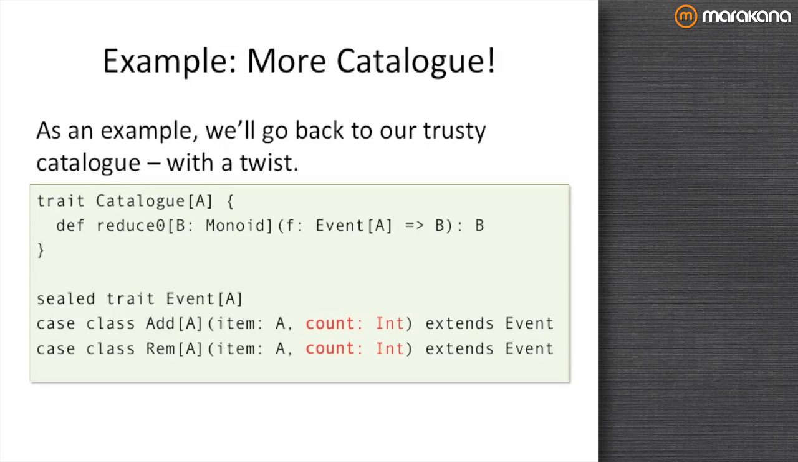So to give an example, we'll do a catalog again. We'll see how a vector space can possibly be used in a catalog, which seems a little crazy at first. But basically, we have our same old catalog. We have this reduction with a monoid, and we have our events, except we've added a new field to our events now. We have a count. So we aren't just adding one item. We're adding a bunch of items, or we're removing a bunch of items from our catalog.